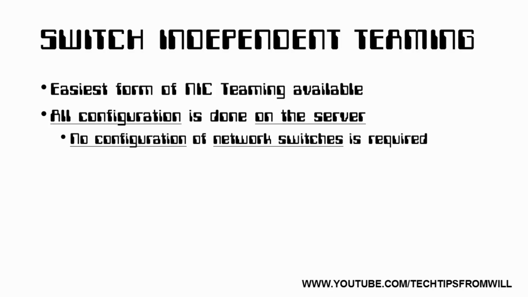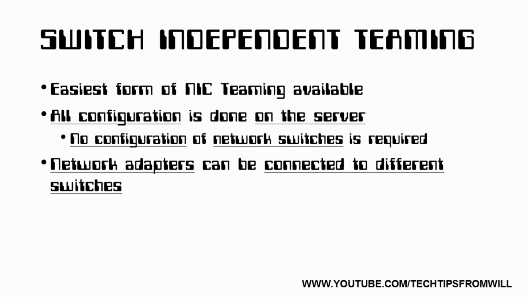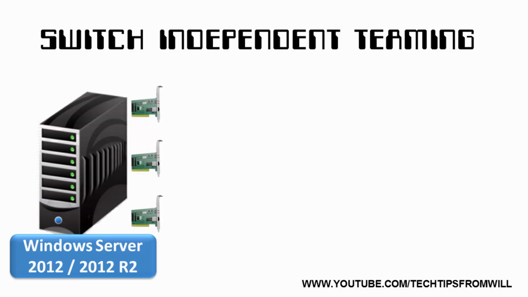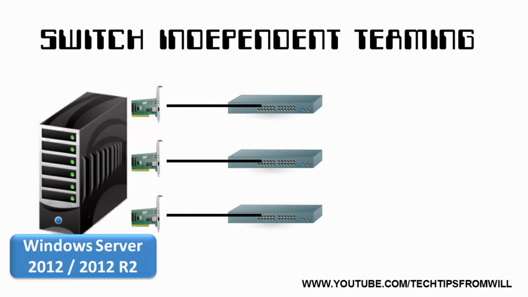Another reason why administrators may opt for switch-independent teaming is that you are able to connect the adapters in your NIC team to different switches. For instance, if you have a server with 3 network adapters configured in a team, as long as switch-independent teaming is used, you are able to connect the adapters to 3 different switches. This provides you with an additional layer of redundancy, because if one of the switches were to fail, the server is still able to communicate with the rest of the network using the other switches.